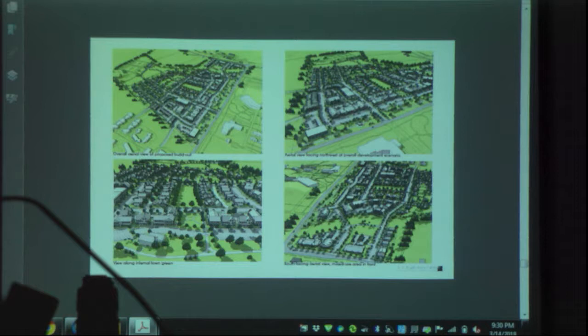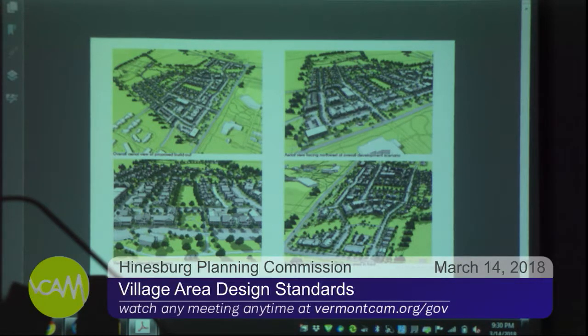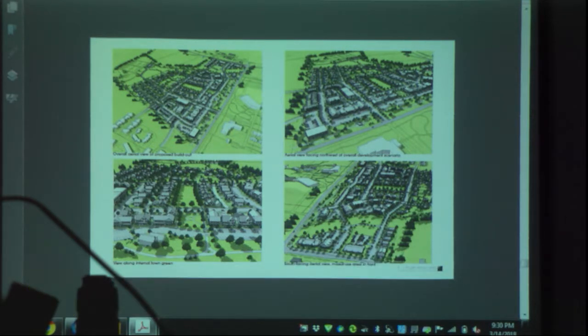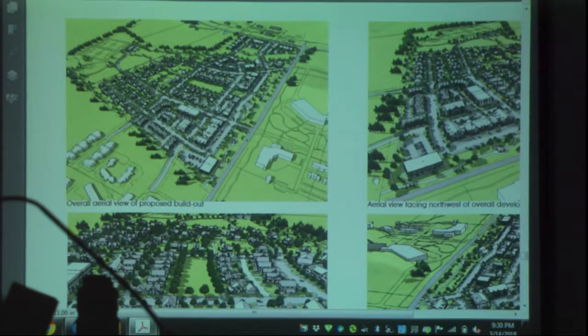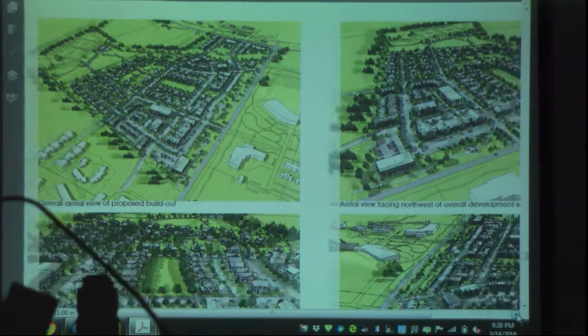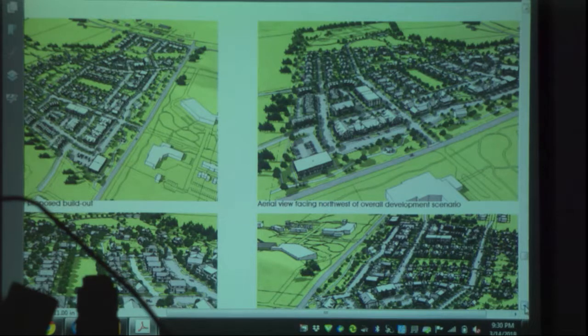If you really want to watch a little animated video, Mike's office did an awful lot of work on this. They have a 5-minute little animation that flies you through the whole thing. It's kind of fun, but this gives you some sense of what it looks like from various angles. Focus on that lower left image. All right.